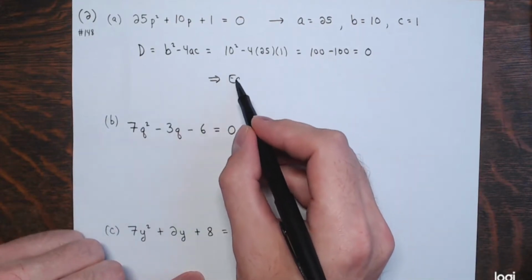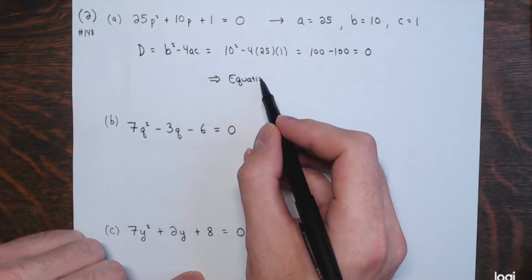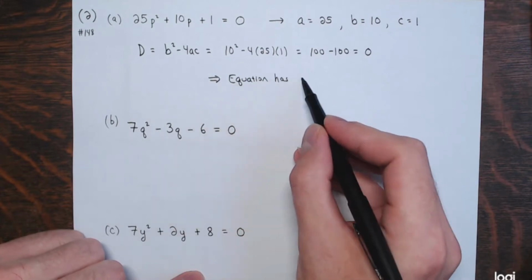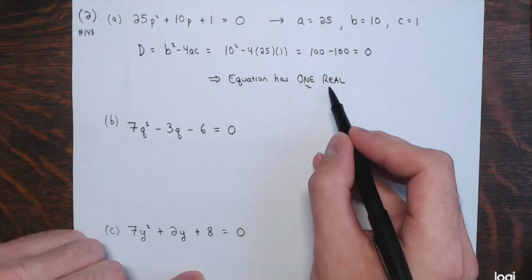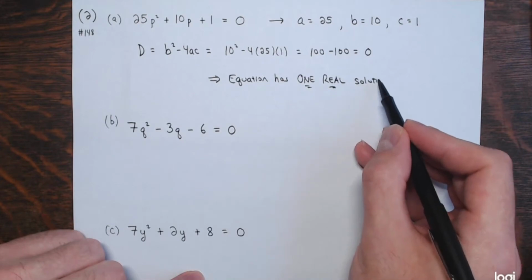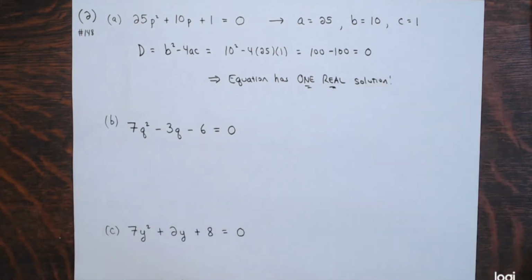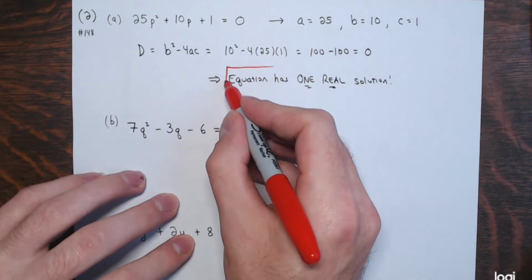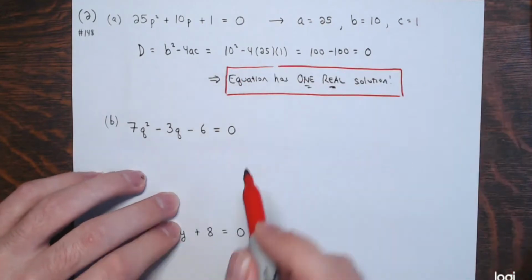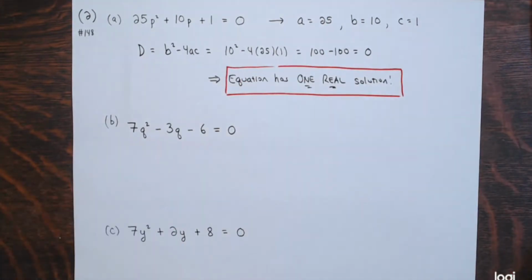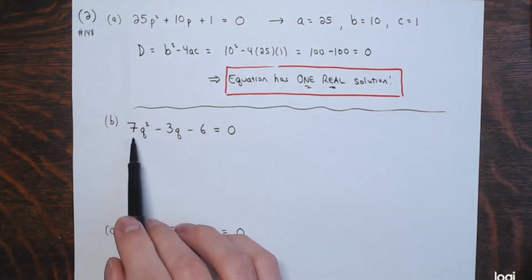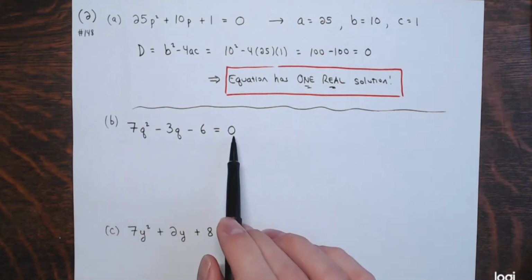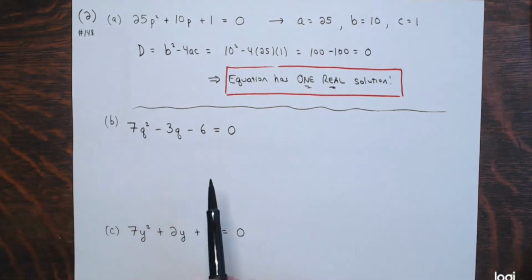So this equation has one real solution. And that is all we're asked to say. Great. All right, part B. Same thing, it's already in the form that I want. Again, if it's not in that form, get it in that form: manipulate, move things around.